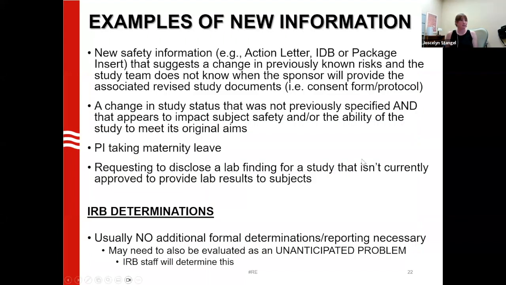So as promised, some examples. Our first one is that you've received an investigator brochure for the study drug, and it includes new risk information.